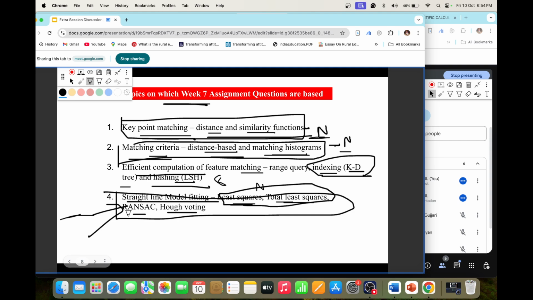Then RANSAC, that is random sampling and consensus, random sampling and consensus. Okay, so again that is very important. You can get a small numerical question related to these two, that is RANSAC and this Hough voting. Okay, so very small numerical you can expect, but this is very important, that is least square and total least square. You can get a good numerical question from this, so go through it.